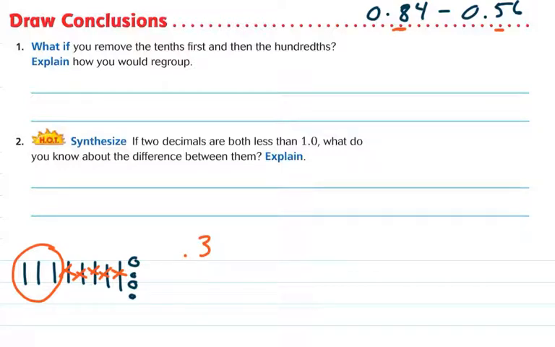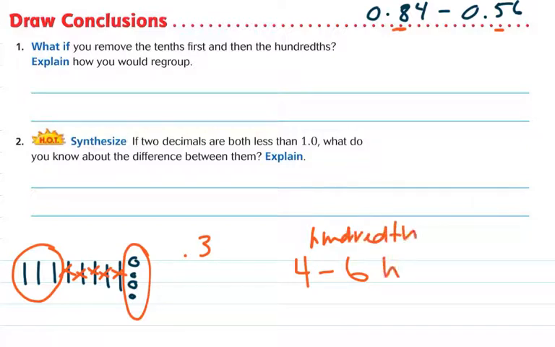But boys and girls, we're not done there yet. What we're still going to have to do is subtract the hundredths. So now what you see, boys and girls, we still run into the same scenario. We can't take away 6 from 4. Because remember, this is really 4 hundredths minus 6 hundredths, and we can't do that.